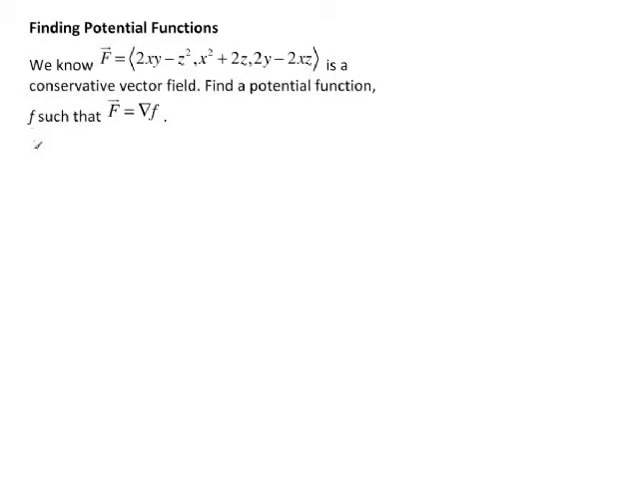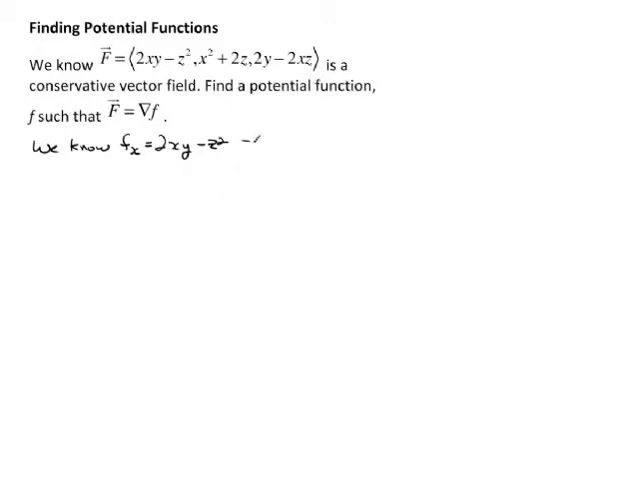Now, what do we have here? Now we know that the partial of f with respect to x has got to be 2xy minus z squared. It's right here. Okay, that gives me the component in terms of the gradient.